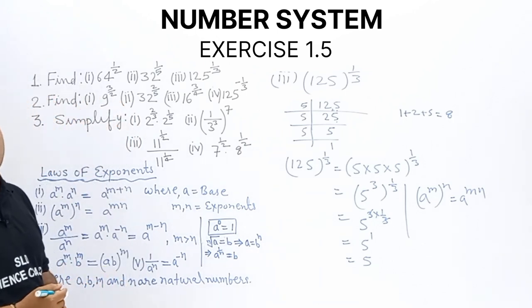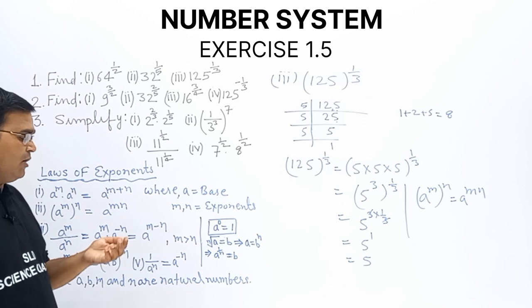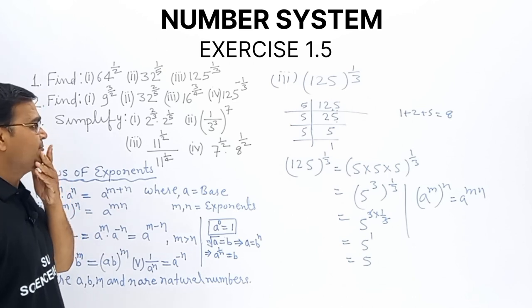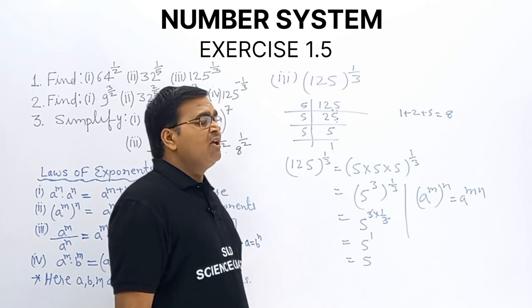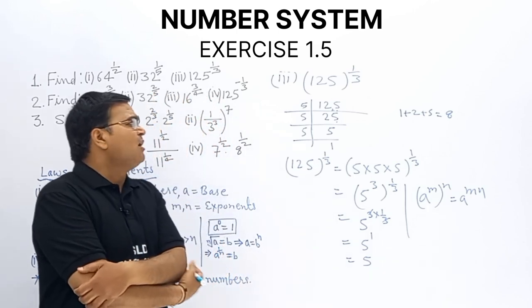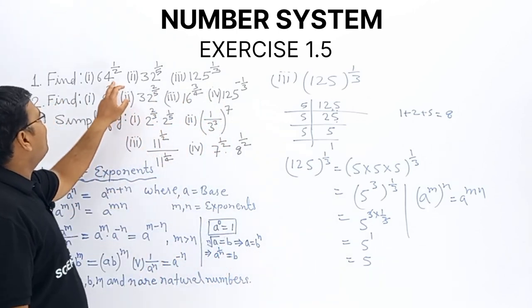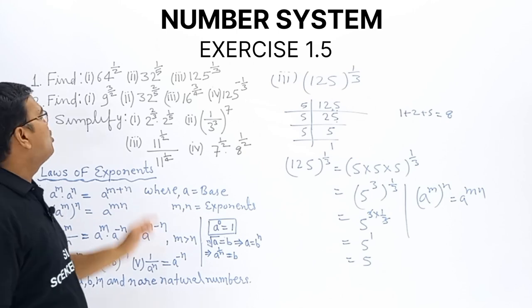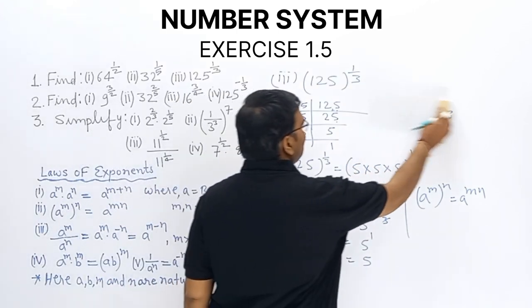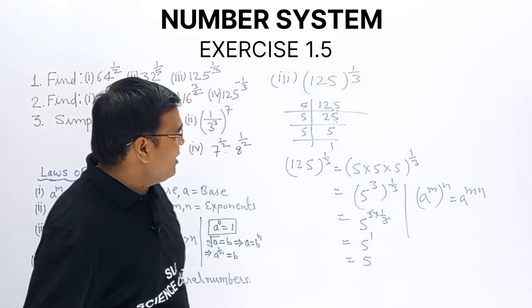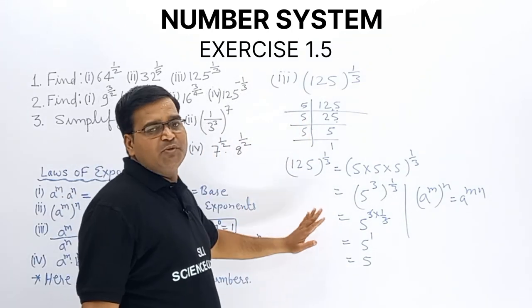So this is 125 whole power 1 by 3. Now in this question we are getting the value of 5. Now observe, if we are having power 1 by 2, it means root of 64. Observe this one. What I am saying, I am getting result. This is the solution of this question.